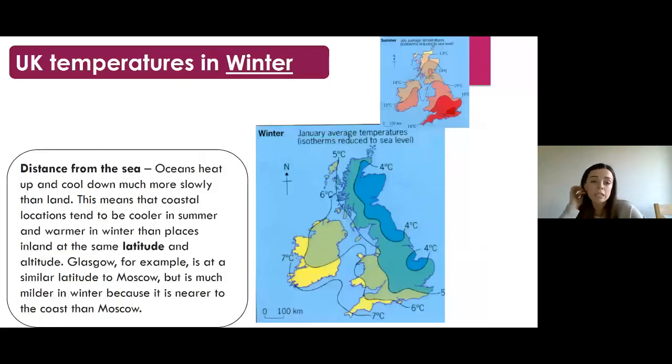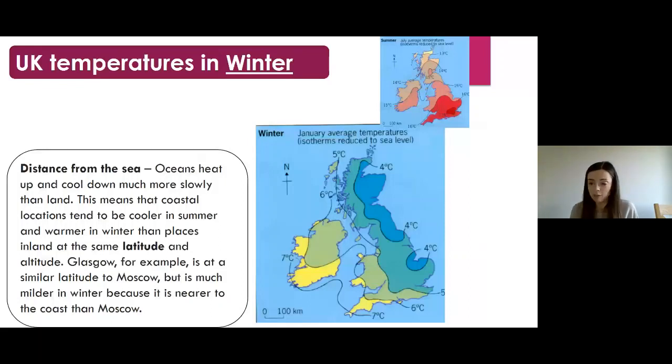But that's not the only thing that impacts the temperature in the United Kingdom. One thing that influences this is distance from the sea. Oceans heat up and cool down much more slowly than land. This means that coastal locations tend to be cooler in summer and warmer in winter than places inland at the same latitude. Glasgow, for example, is at a similar latitude to Moscow in Russia, but is much milder in winter because it's nearer to the coast than Moscow.